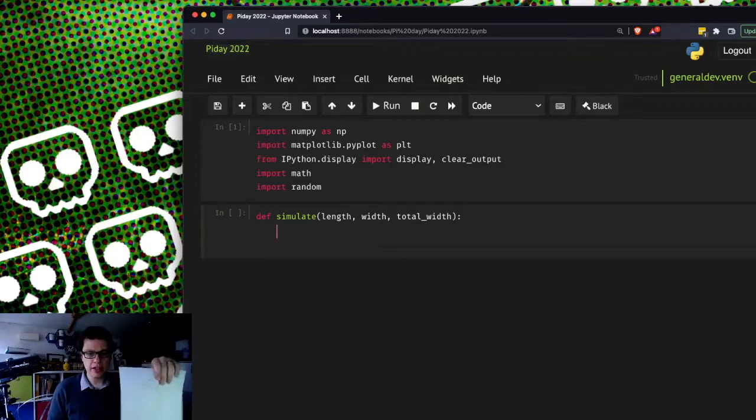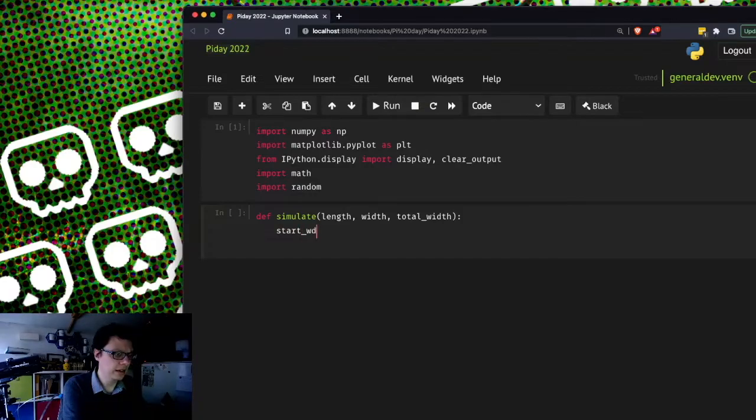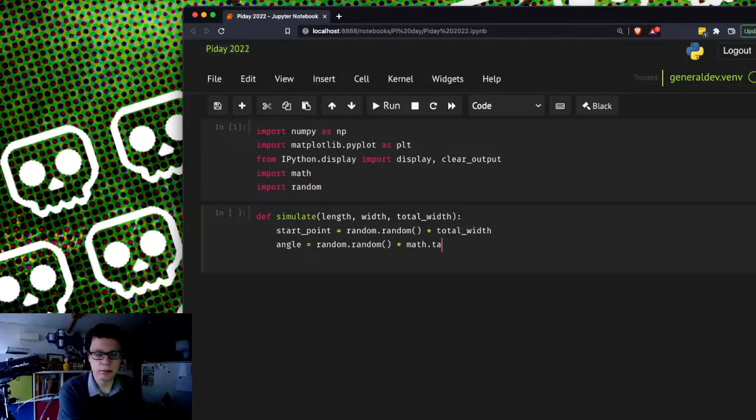If you want to make a simulation faster, you don't actually need to do the total width. You only have to simulate to the closest line, so it lets you pick a much smaller range. But I'm going to simulate the entire thing because I did it already. So my start width, I'm going to simulate it from the end of the needle. So I'm going to pick the start point. It's going to be random.random times the total width. Okay, and then the angle I'm at is going to be random.random times math.tau, and that picks me a random angle all the way around 360 degrees.